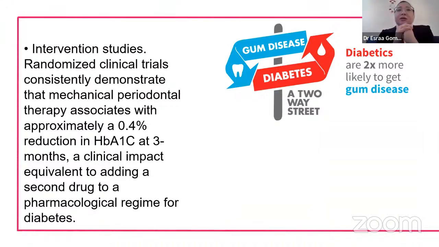I cannot end this webinar without talking about the emerging evidence about the bidirectional relation between diabetes and gum disease, or periodontal disease. It has been discussed for years that there is a bidirectional relation between diabetes, or the A1C for the patient, or the glycemic control for the patient, and periodontal disease.